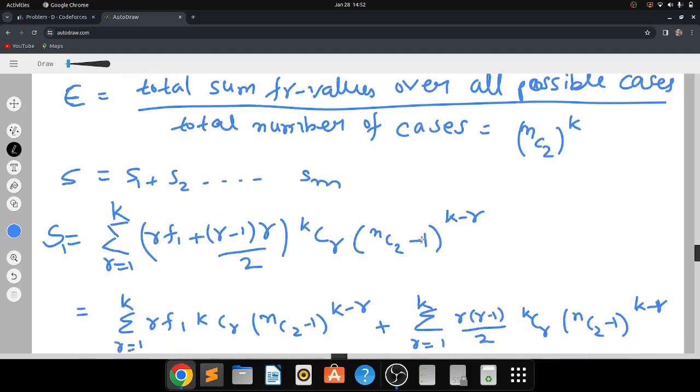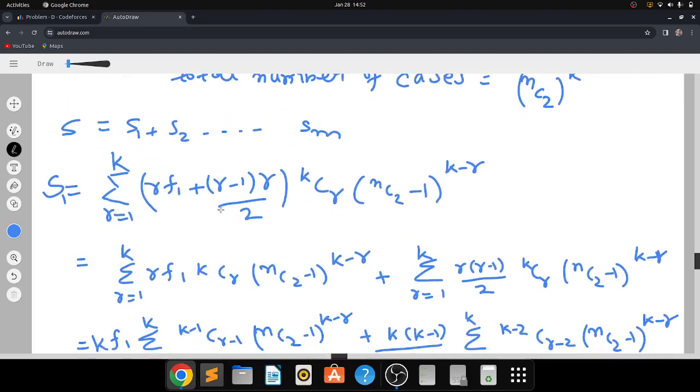So let us calculate S1. How can we calculate S1? For now, let us assume that the first friendship value occurred only R times in our K excursions. So what is the total sum of friendship values for those R times? As it occurred R times, it will be R into F1 plus R minus 1 into R divided by 2. How do we get this?